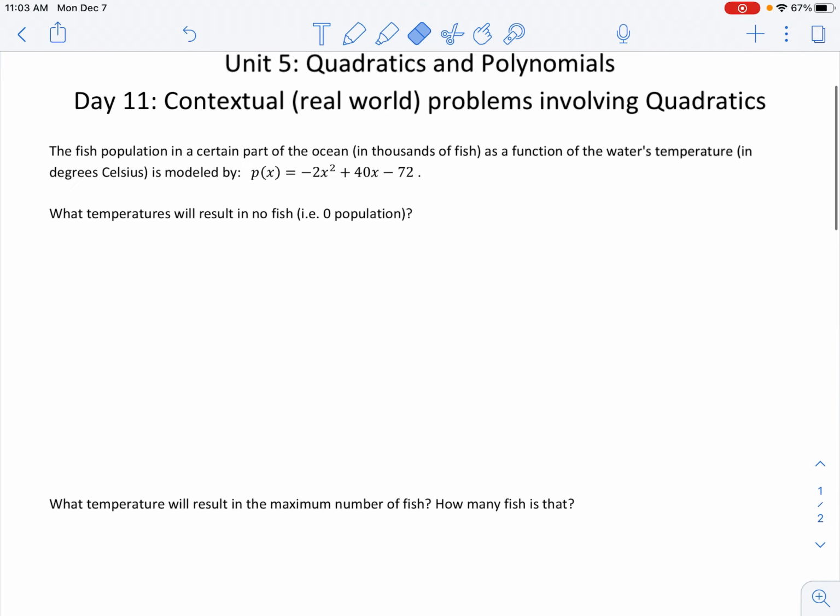So here's the problem. It says the fish population in a certain part of the ocean, in thousands of fish, as a function of the water's temperature in degrees Celsius, is modeled by this function. P of x equals negative 2x squared plus 40x minus 72. So the first question says, what temperatures will result in no fish?